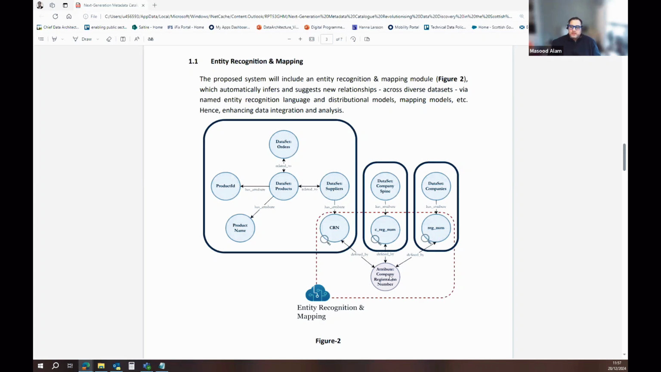So AI is trying to help us here to try and translate: CRN refers to the company registration number, and C reg number is another way of writing a company reg number in the database, and reg number also belongs to the company registration number. That helps map the data for us to recognize the entities that we have in our data stores.